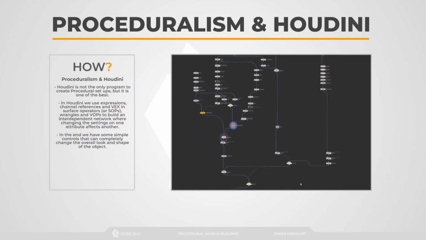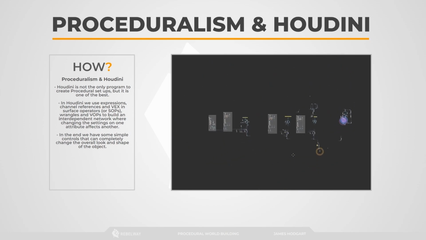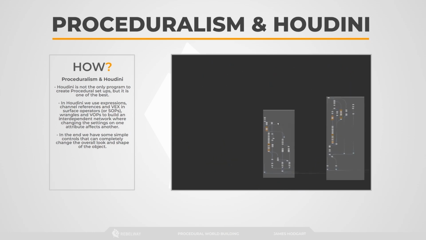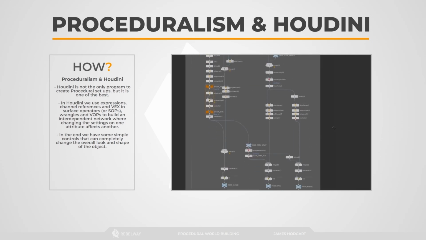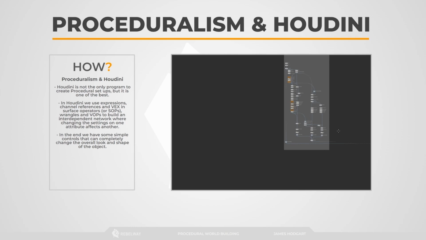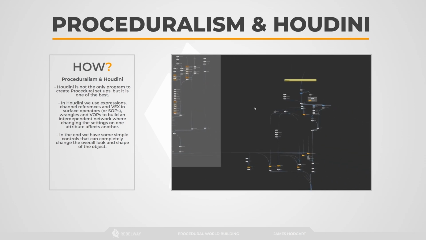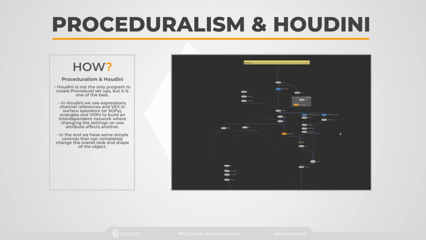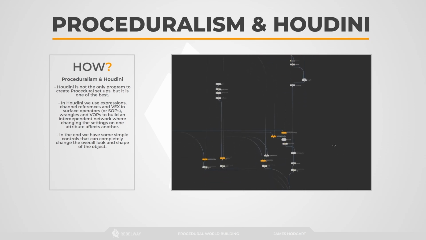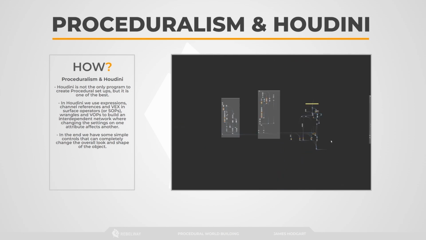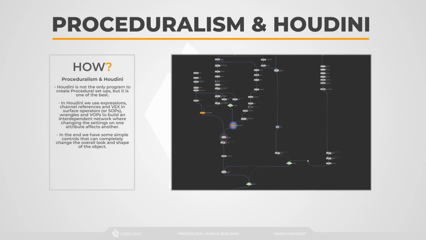So how do we do this? Houdini is one way. It's not the only program to create procedural setups, but it is one of the best. In Houdini, we use expressions, channel references, and VEX in surface operators, wrangles, and VOPs. We'll go through what all these words mean as we progress. So we use these to build an interdependent network where changing the settings of one attribute affects another. In the end, we have some simple controls that completely change the overall look and shape of an object.